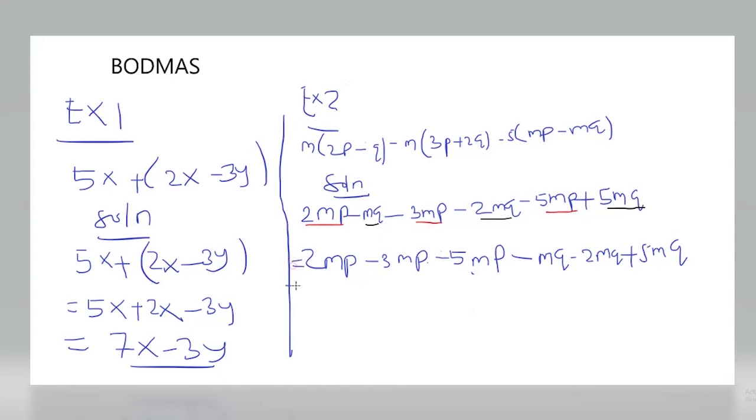Now this one will be equal to 2mp minus 3mp minus 5mp. This one will be equal to 2 minus 3 is equal to negative 1. Negative 1 minus 5 is equal to negative 6mp. Then minus mq minus 2mq plus 5mq. This one will be equal to positive 2mq. Okay, this is the final answer.